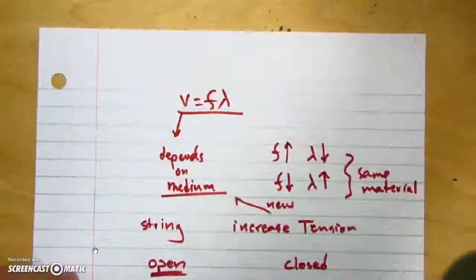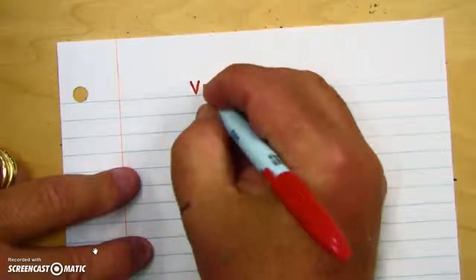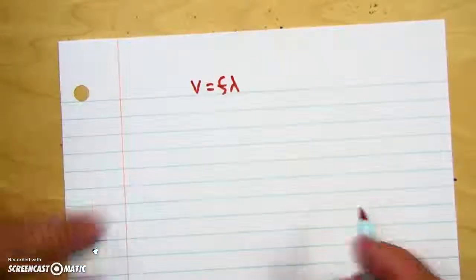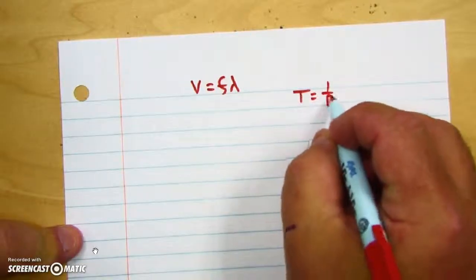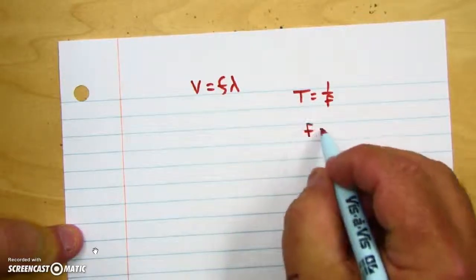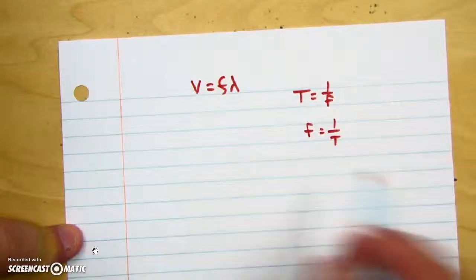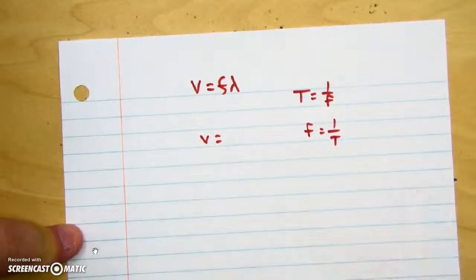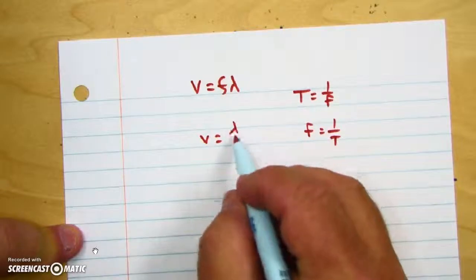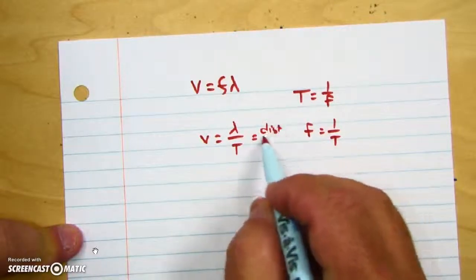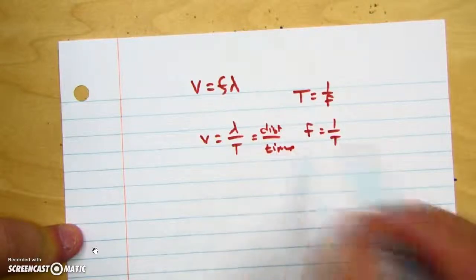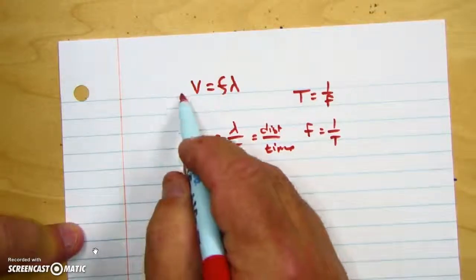So let's do this. V is equal to F lambda, most important wave equation, and period T is equal to 1 over F, so therefore F is equal to 1 over T, so V is also equal to lambda divided by T. Well, that's nothing more than distance divided by time. Those speeds are the same.